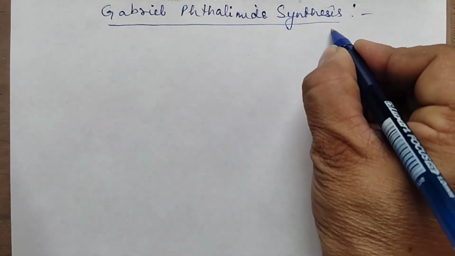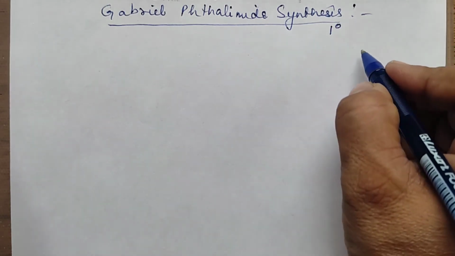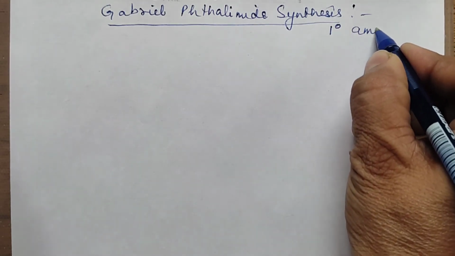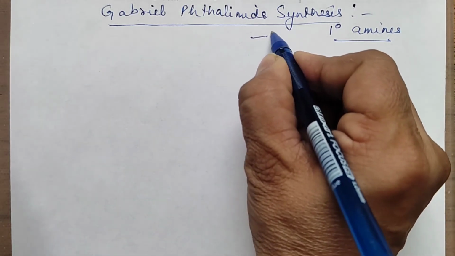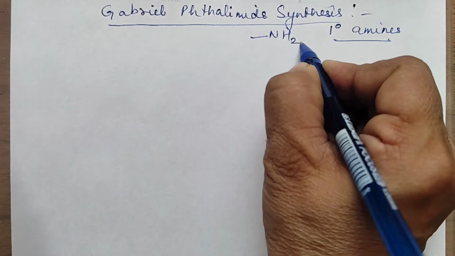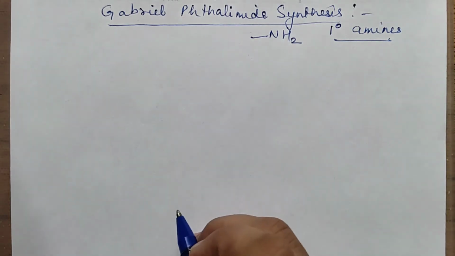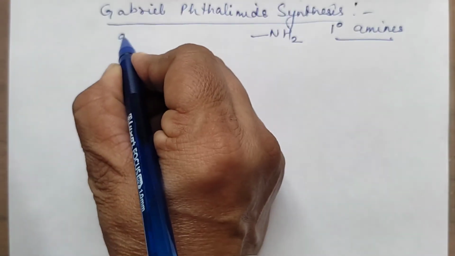In the previous video I discussed a few methods of the preparation of amines, so we will be continuing with the next method, that is Gabriel Phthalimide synthesis. Now where do we use this method? This is mainly used to prepare 1 degree amines, primary amines. And how do you identify a primary amine? NH2 group.